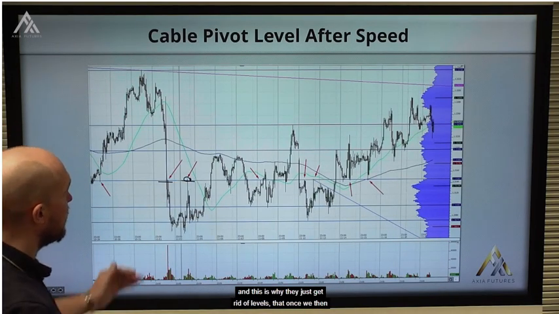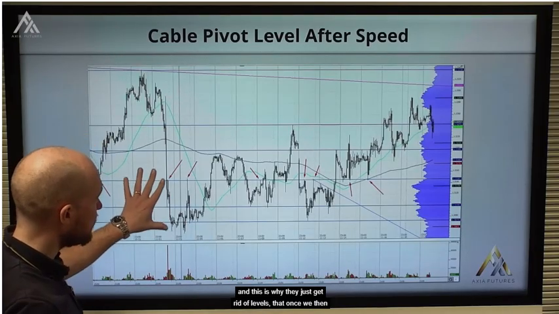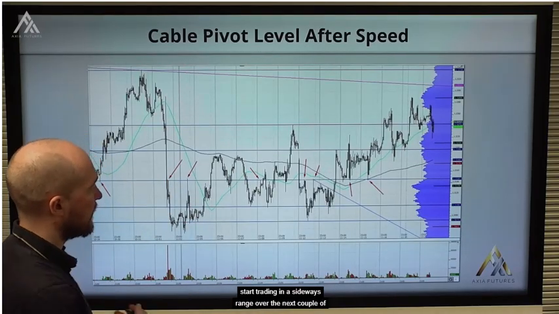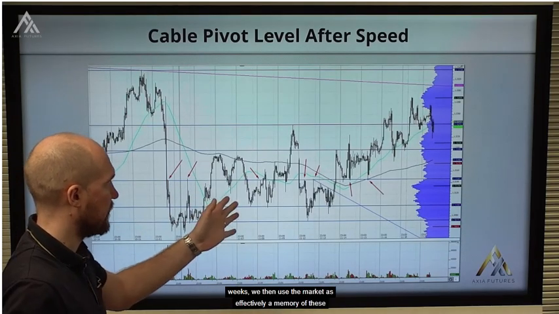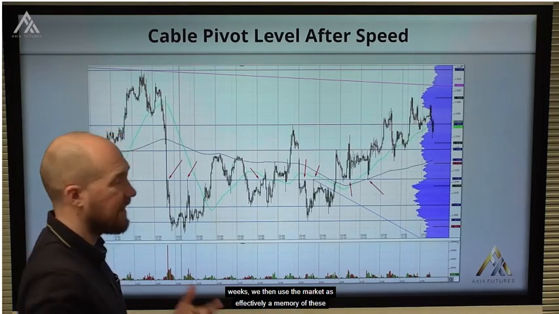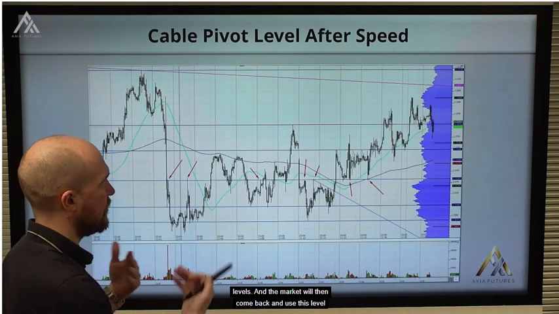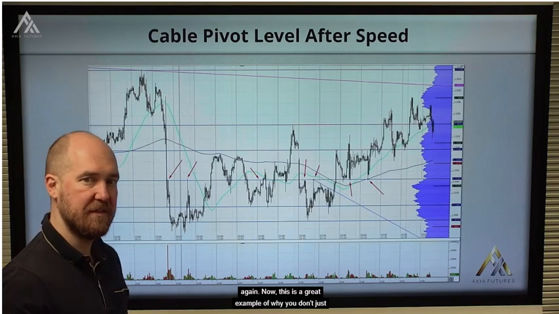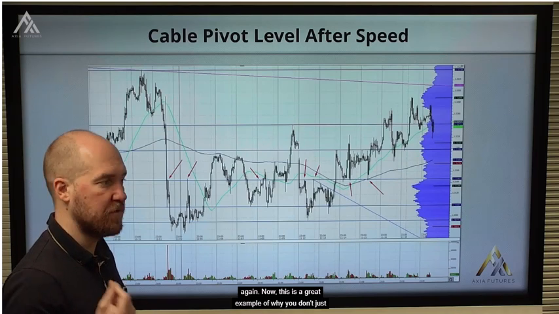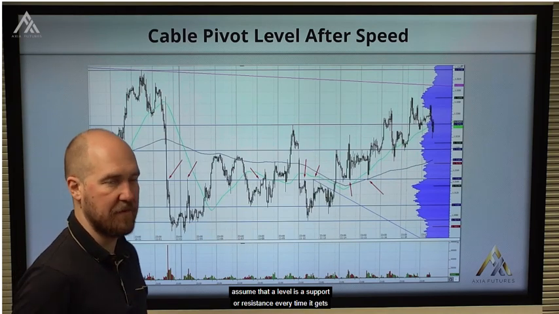And after that, and this is why I don't just get rid of levels, once we start trading in a sideways range over the next couple of weeks, the market effectively has a memory of these levels, and the market will then come back and use this level again. Now, this is a great example of why you don't just assume that a level is a support or resistance every time it gets hit.